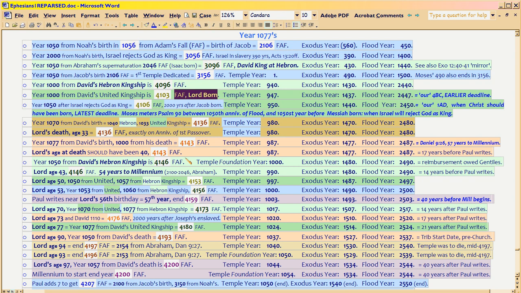So that effective spread of 7 years is reflected in Daniel 9 to take into account the extra 7 years that David lived, and also to take into account the spread of 7 years because the temple is being constructed 3.5 years late. So here you go, 3.5 years early born, 3.5 years late, the timeline.